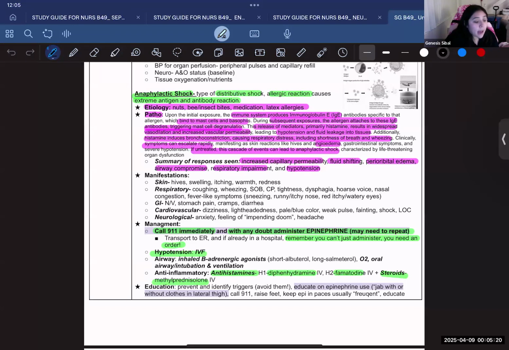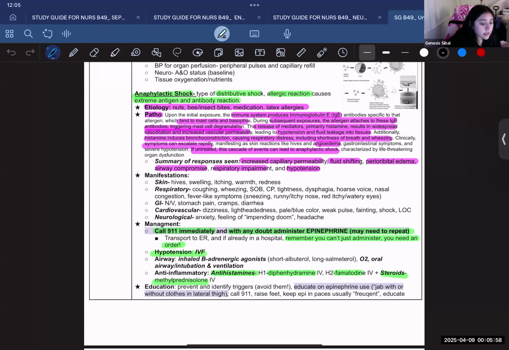Patho-wise, with the initial exposure, the immune system produces IgE, which we talked about before. Those antibodies are specific to allergens, right? And they bind to mast cells and basophils. Those are also specific to your allergic reactions. After that exposure, with later subsequent exposures, the allergen attaches to the IgE antibodies, and they trigger mast cell degranulation. This releases mediators like histamine, causing widespread vasodilation and increased vascular permeability, kind of like what we talked about earlier with sepsis.